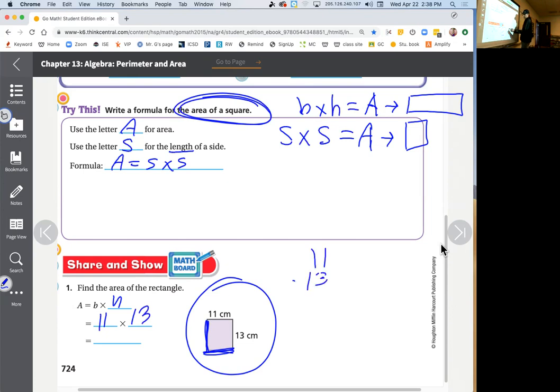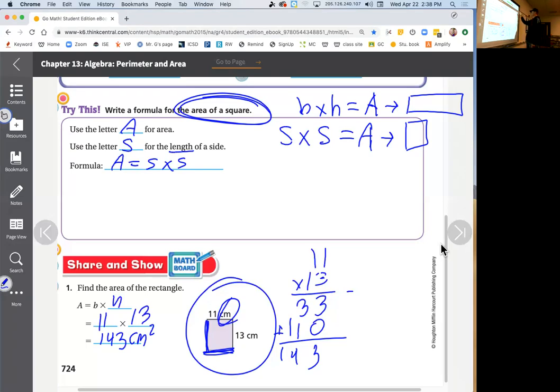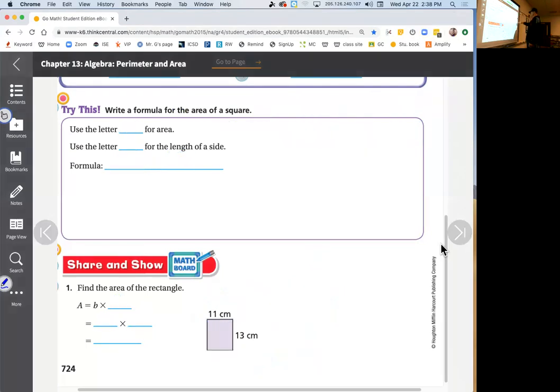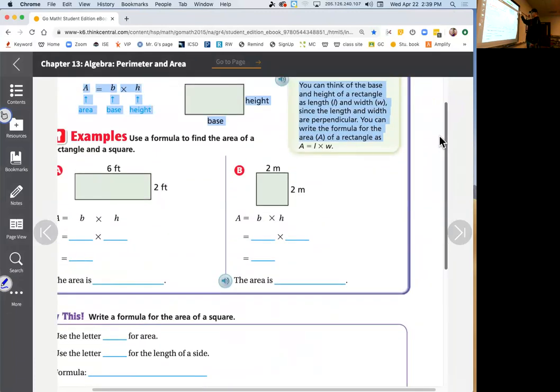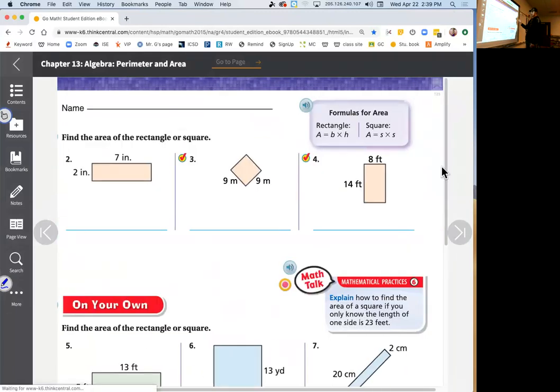11 times 13. You're going to have a paper out. 3, 3, 0, 1, 1. 143. So the 143 what? Chickens? No. Our unit is centimeters, so centimeters squared. 143 centimeters squared. Okay? That is area, just base times height. Base times height. Okay, a couple more.